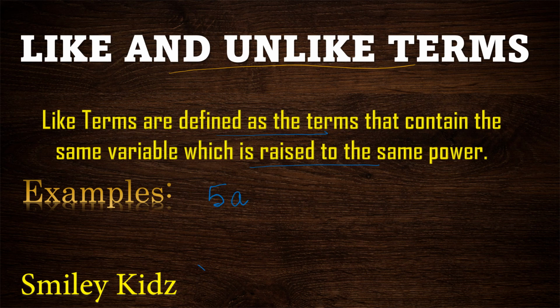Let's say I have 5ab and 9ab. These two are like terms. Why are they like terms? Because they have the same variables. Here also we have ab, here also we have ab. That means here we have the same variables which are raised to the same powers. Here the power of a is 1. Here the power of b is 1. Here as well the power is 1 itself. So the like terms are those terms which contain the same variable raised to the same power. So these two are like terms.